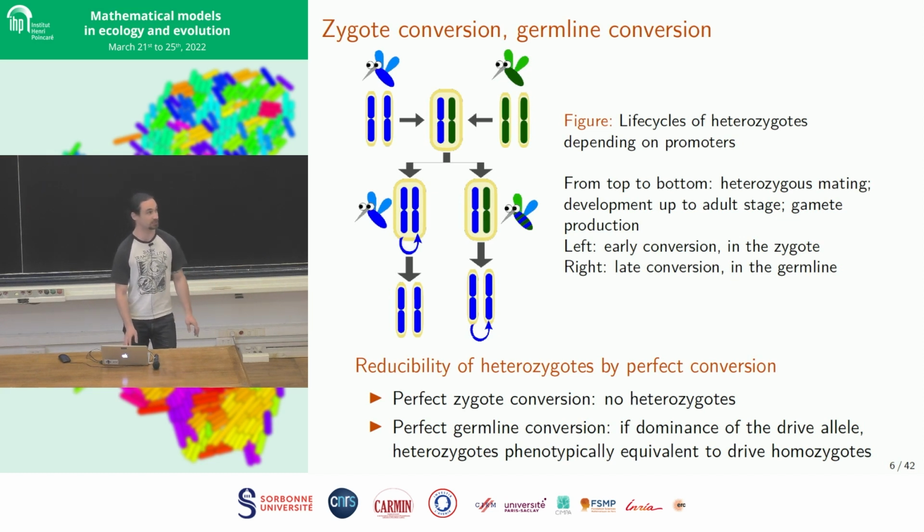The second case is the case of perfect germline conversion with dominance of the drive allele. In this case, all heterozygous individuals will produce 100% drive gametes. And because the drive allele is dominant, they will live their life as heterozygotes, so at the phenotypical level you cannot distinguish heterozygotes from drive homozygotes. So in the first part of the talk, I will focus on these 2 special cases where you can either say that there are no heterozygotes or say that heterozygotes are just like homozygotes.